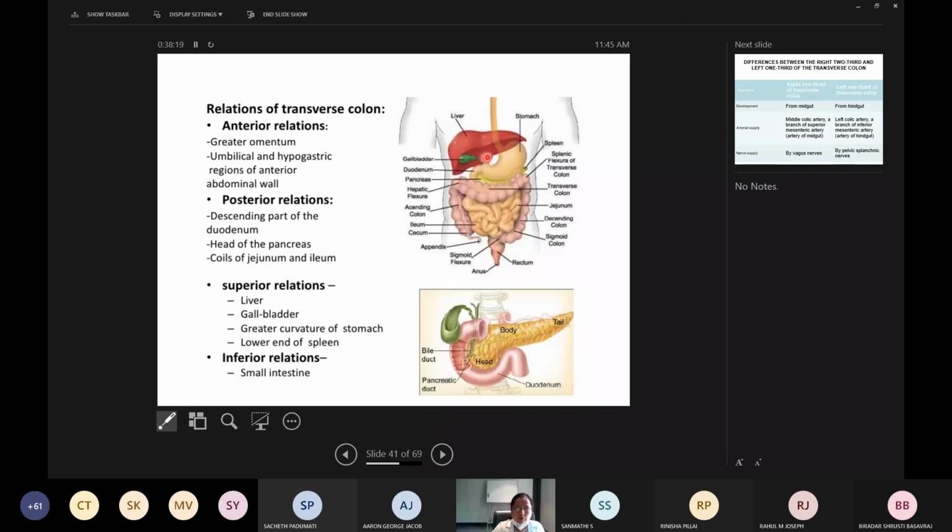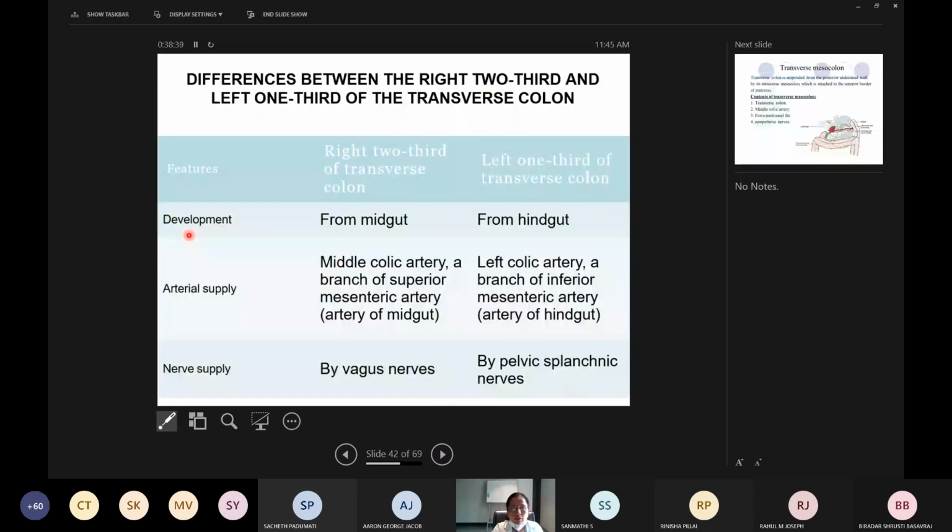So what will be the superior relations? It will be related to the liver, the fundus of the gallbladder, the greater curvature of the stomach, and the lower end of the spleen. This is the greater curvature of the stomach. And inferiorly it will be related mainly to the coils of the small intestine. This is the coils of the small intestine. So these are the relations of the transverse colon.